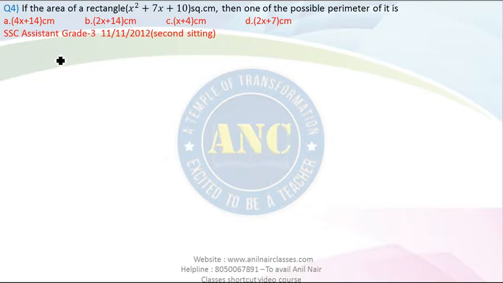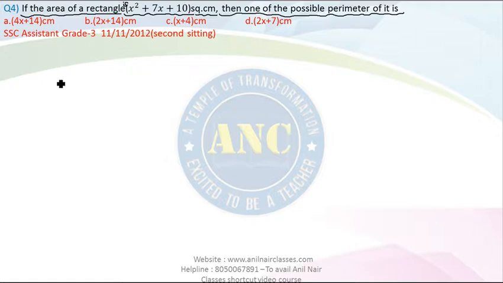Next question. Again your original SSC question. See this question, sir. Your question is, if the area of the rectangle x square plus 7x plus 10 square centimeter is, there should be something called as is here which is missing. If the area of the rectangle is x square plus 7x plus 10 square centimeter, then one of the possible perimeter of it is how much? And expression is given in terms of area, is given in terms of variables. Answer options are also given in terms of variables.